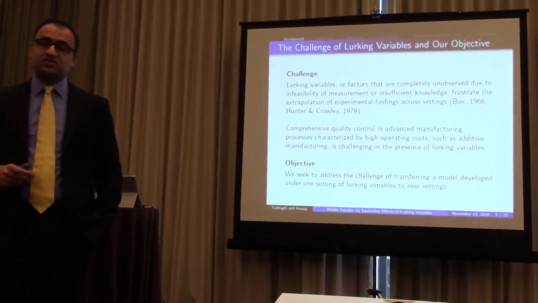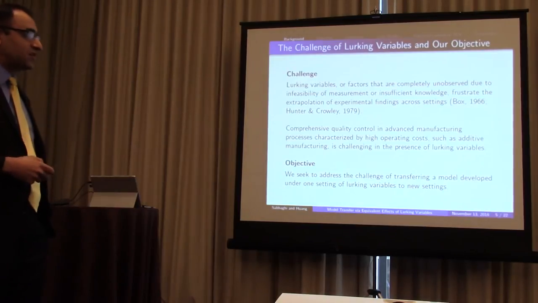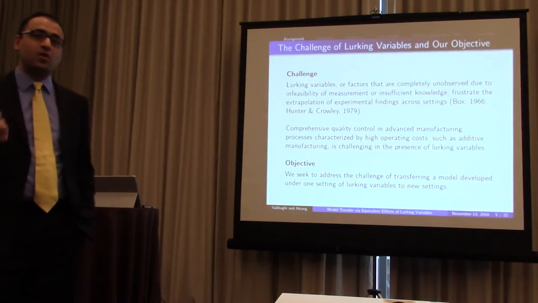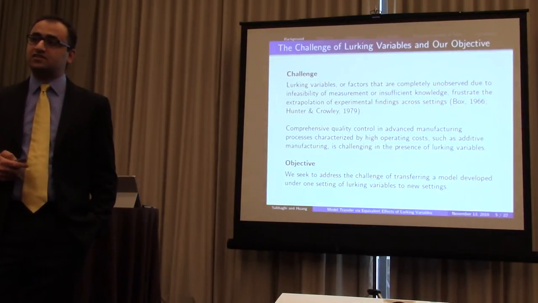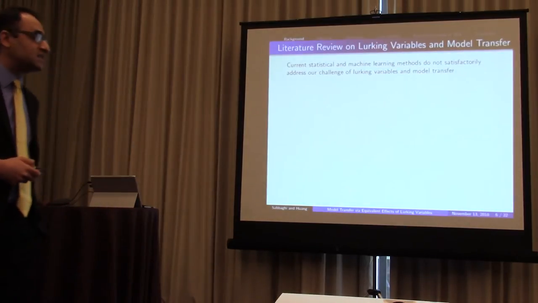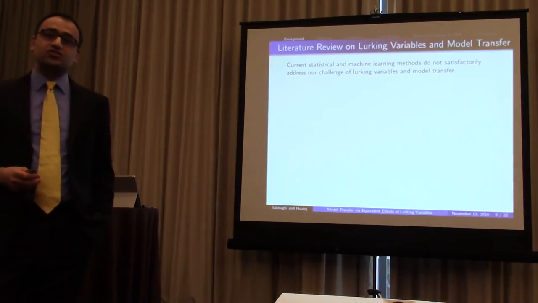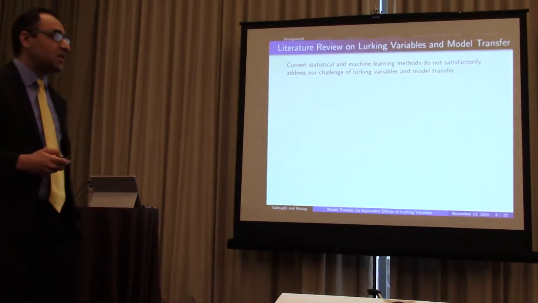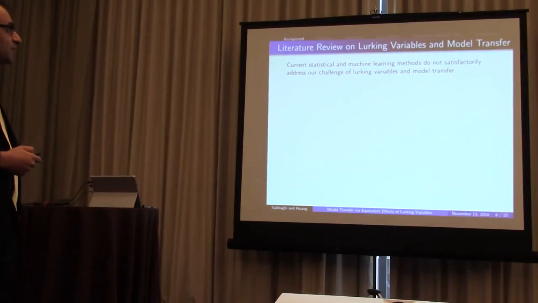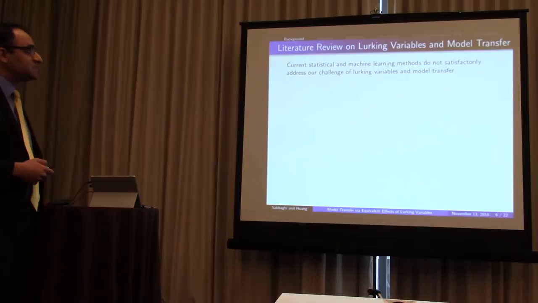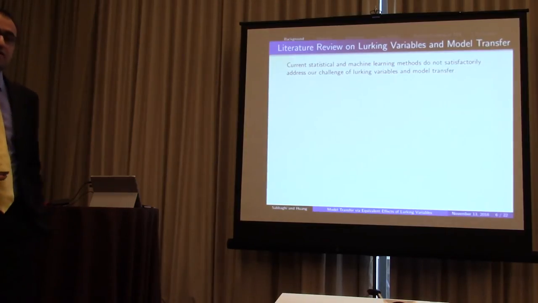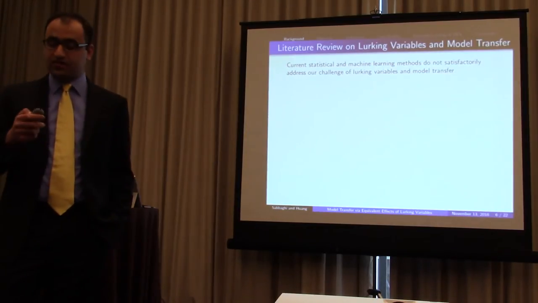We want to address this challenge of transferring models and quality control strategies developed under one setting of lurking variables to other settings. Now, this problem has a rich literature. There has been some discussion on lurking variables and model transfer in the statistical literature and computer science literature, but from our understanding of the literature, these statistical and machine learning methods that currently exist don't satisfactorily address the challenge introduced by lurking variables.